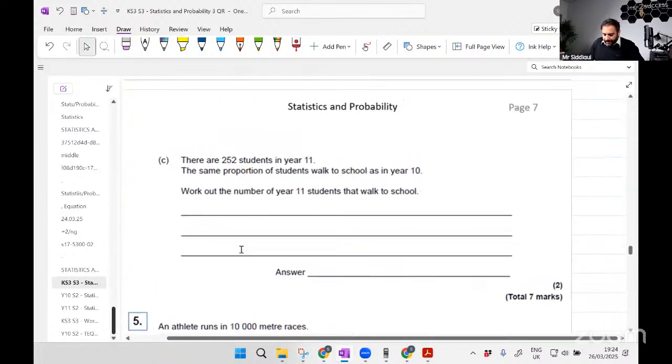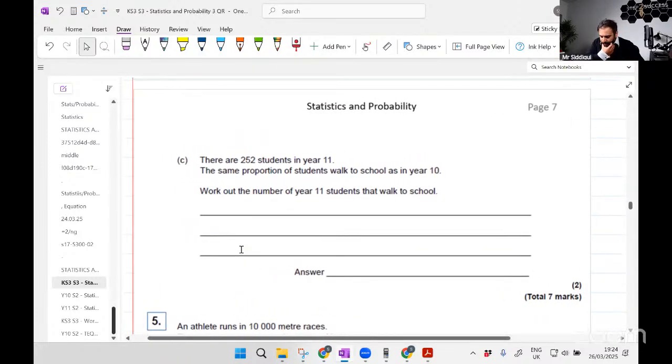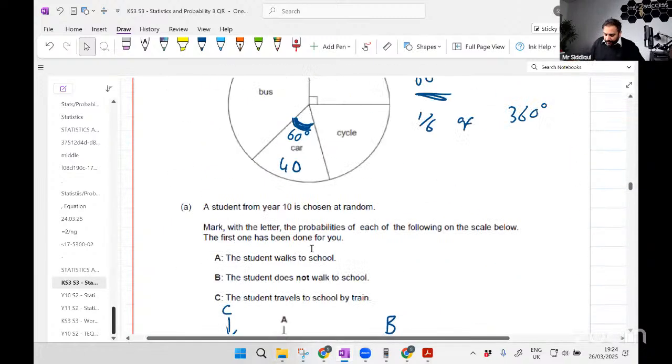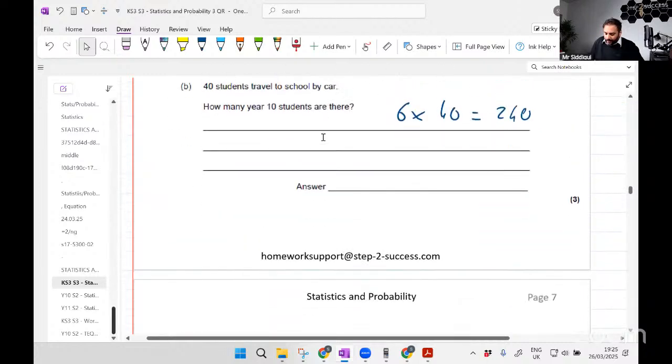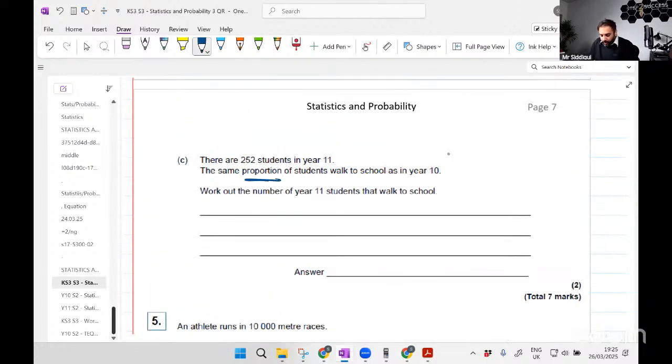And then there's 252 students in year 11, the same proportion walk as in year 10, work out the number. So in year 10, we know that a quarter of them walk to school because it's a quarter of that circle. So if it's the same proportion, it's still a quarter. You do a quarter of 252 to give you the number of year 11 students. A quarter of 252 is 63, I think. Yes, so that's 63. Right, I can move on.